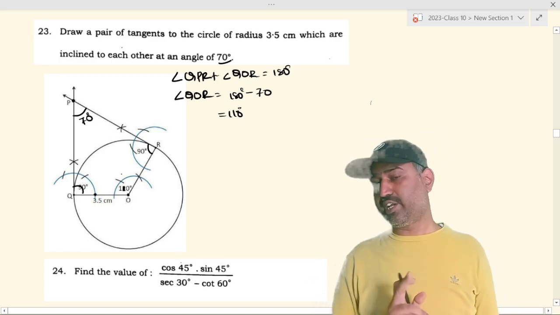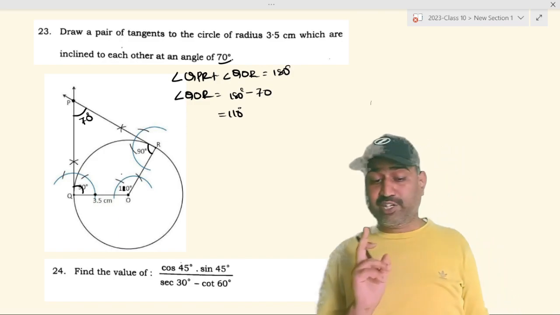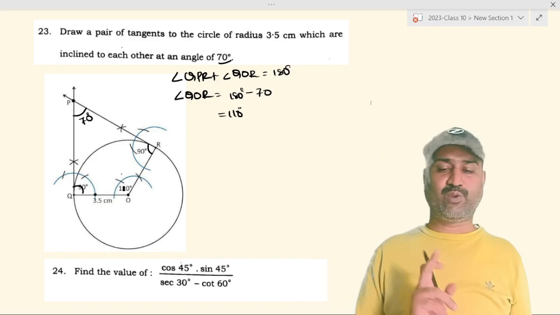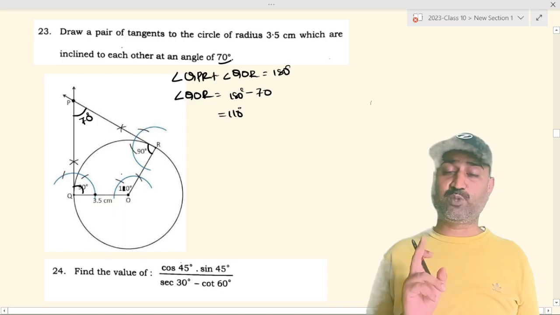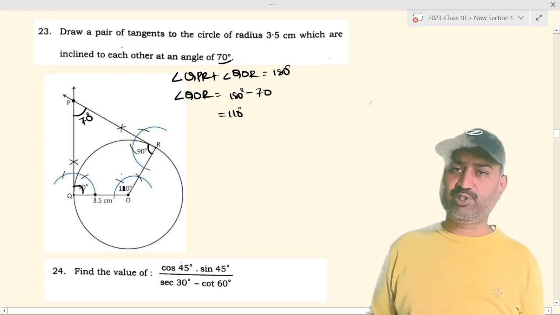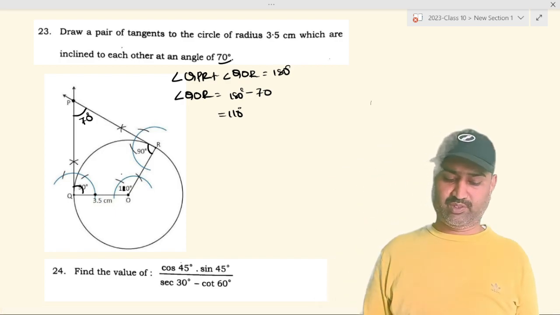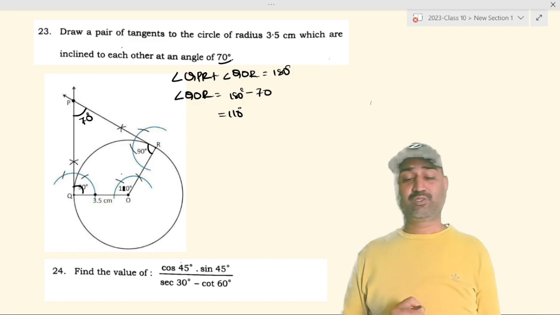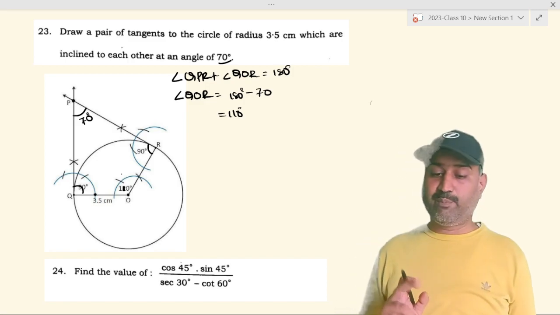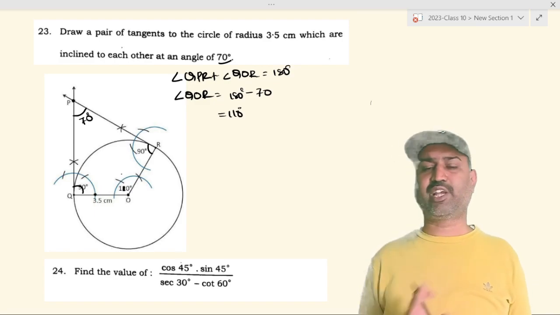Use protractor here. It is not possible with compass. 110 degree is not possible with compass and it is very complicated to draw 110 degree. Use protractor because it's a 2 marks question. Don't worry about using compass here. You can use protractor to solve this question. It's possible with compass but it's not easy to draw it.